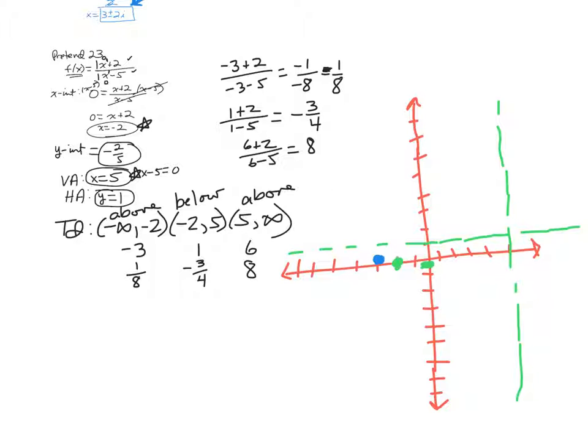1 and negative 3/4 would be 1 right and 3/4 down. Be like right in there. 6 and 8. 1, 2, 3, 4, 5, 6. 1, 2, 3, 4, 5, 6, 7, 8 will be way up here.